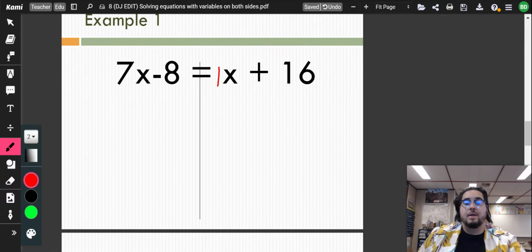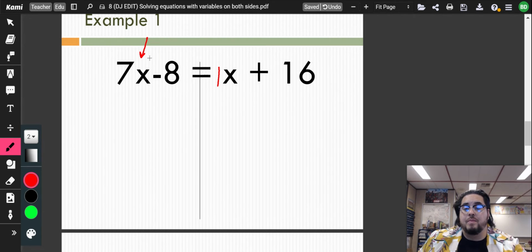Now, immediately I can tell that 7x is a greater positive number than 1x. So my x's are going to go here on the left side. That means that 7x gets to stay where it is, but this 1x on the right has to go bye-bye. To make it go away, we're going to do the opposite. We're going to subtract 1x from both sides.